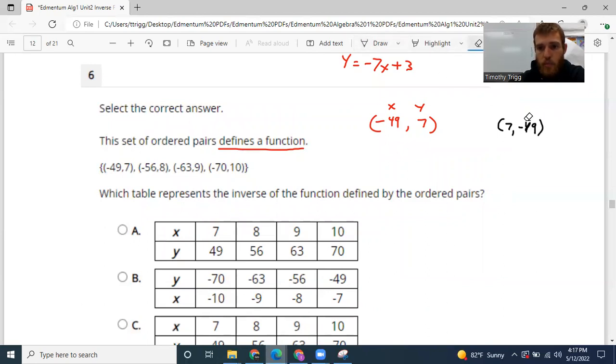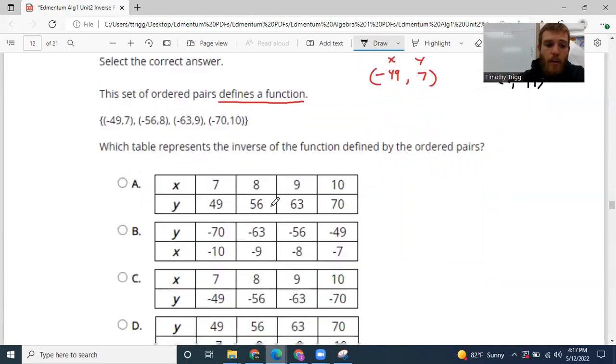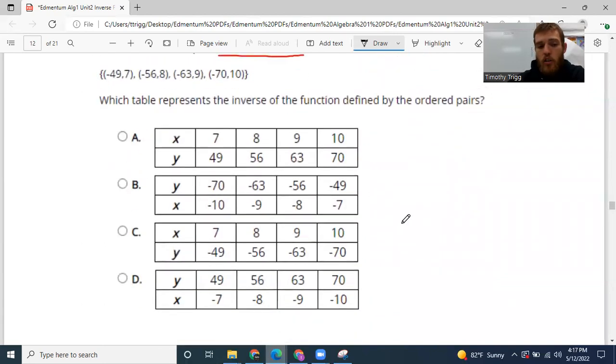That's supposed to be a 4 there. That's better. So if this is from the original function, then for the inverse function, we'll have this point, 7, negative 49. And then swap the rest of these and figure out which of these lists correctly shows that.